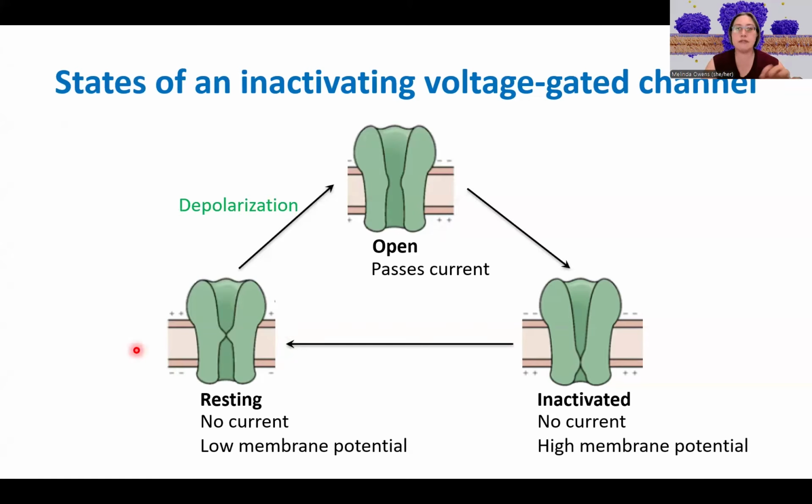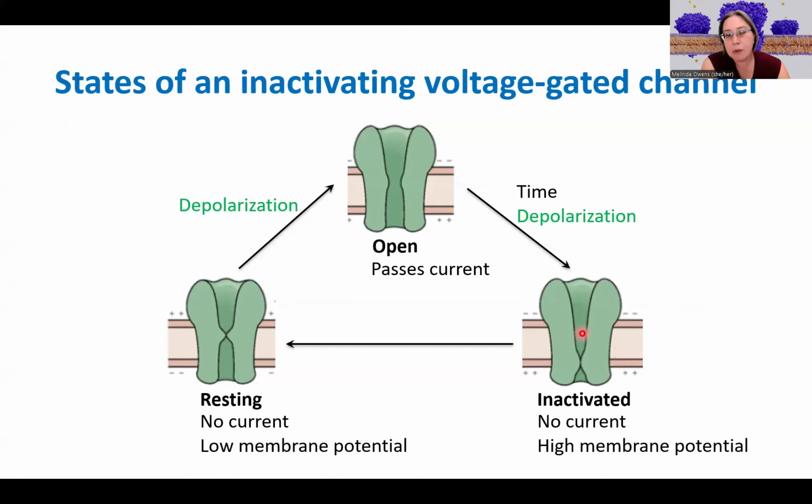Okay, so how do you go from state to state? Well, resting to open, we've talked about that quite a lot. That has to do with depolarization. Depolarization triggers opening. How do you go from open to inactivated? That is also going to take some time, and it also takes just depolarization. The voltage has to be high. The membrane potential has to be in a depolarized state. That's going to cause an open channel to be inactivated.